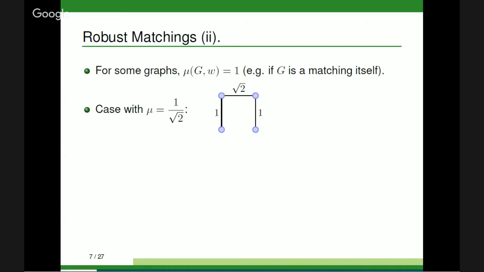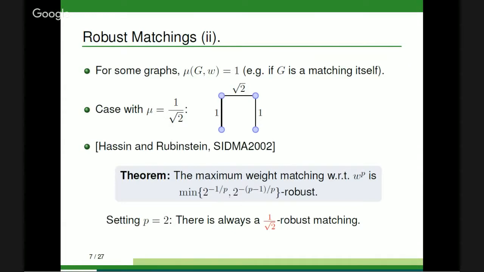And why is this example interesting? Because this is actually the worst example. There is a theorem by Hassin and Rubinstein that says you can always compute a matching that is min of 2 to the minus 1 over p and 2 to the minus (p minus 1) over p robust. It doesn't matter what this formula is, but if you put p equals 2, you can always get a matching that is 1 over square root of 2 robust. And it's very easy to get this matching.